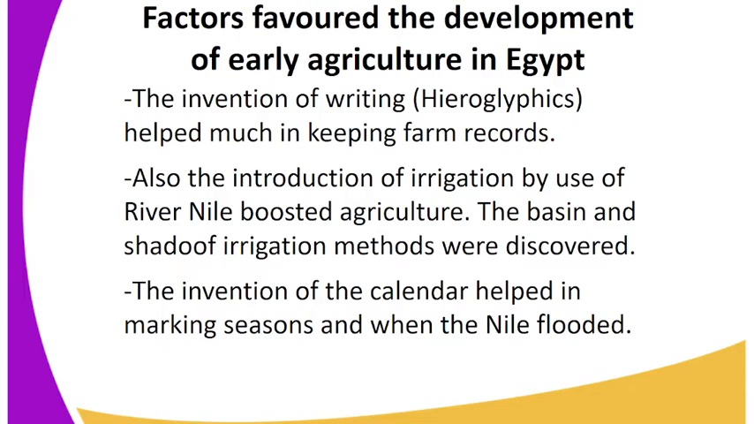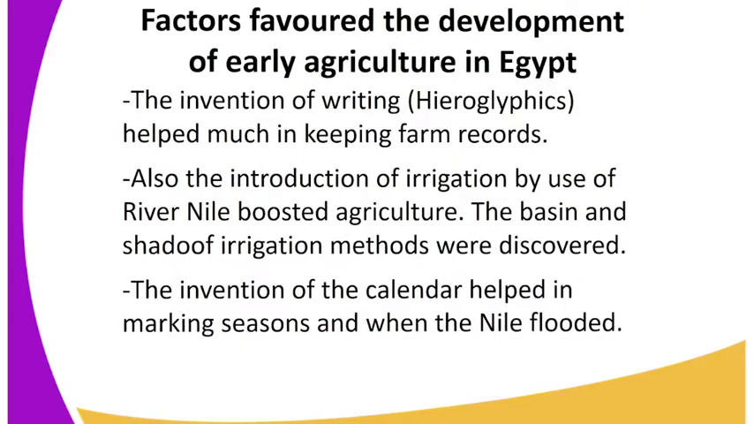There is also another thing that favored early agriculture in Egypt, and it's the invention of writing. Hieroglyphics helped much in keeping farm records. Also, the introduction of irrigation by use of the River Nile boosted agriculture. The basin and the Shadoof irrigation methods were also discovered. The invention of the calendar helped in marking seasons and when the river flooded, for them to prepare in advance and plant at the right time.